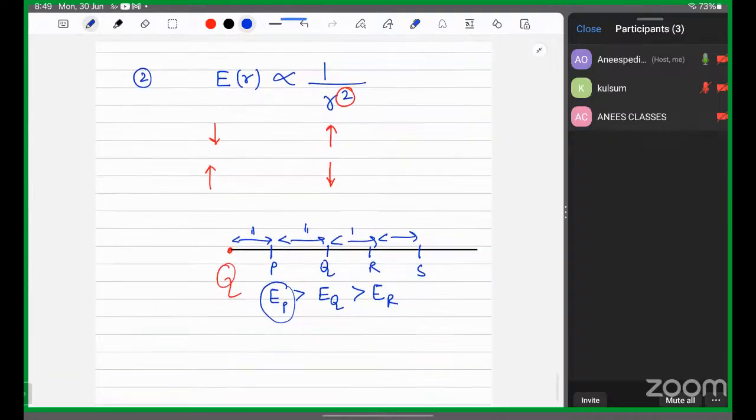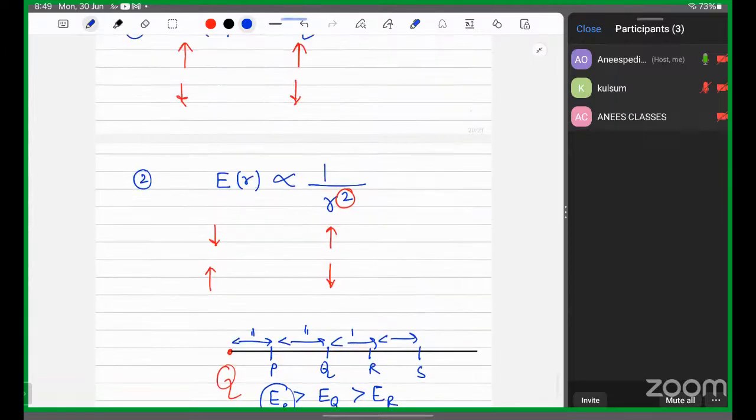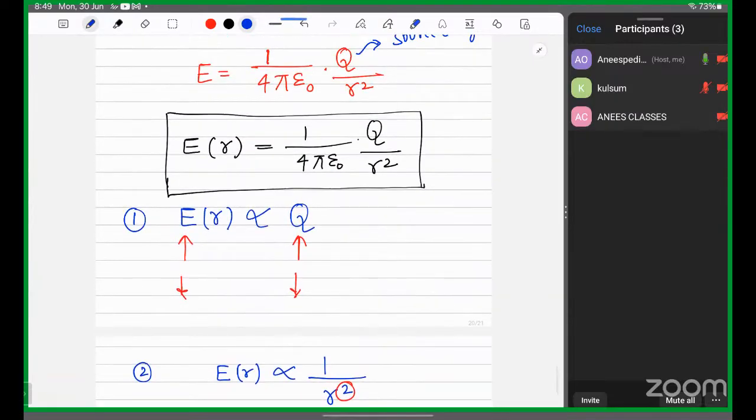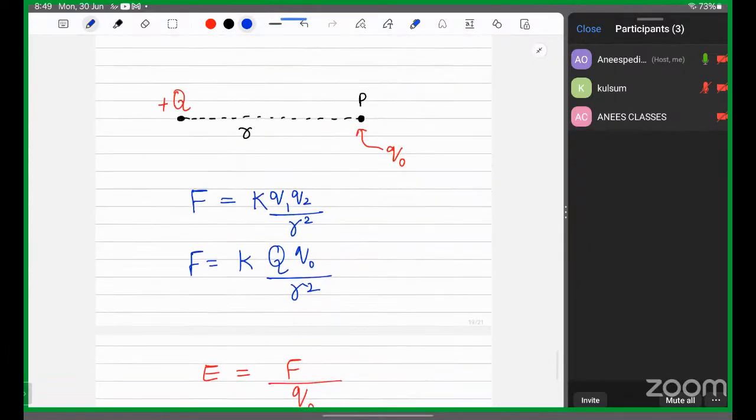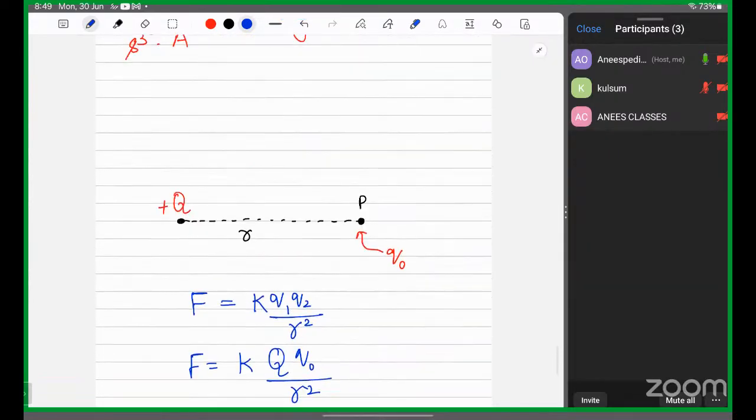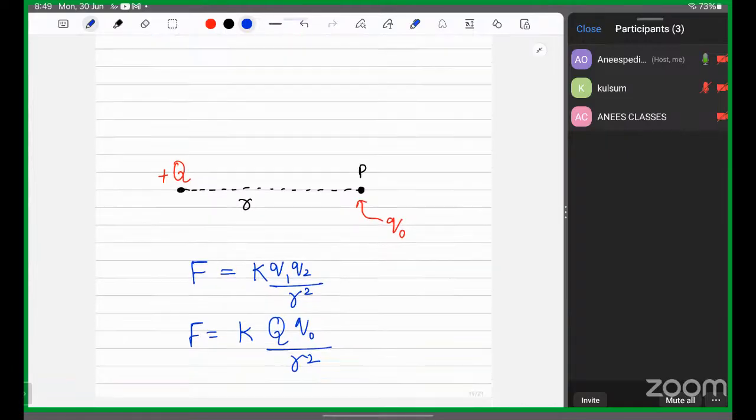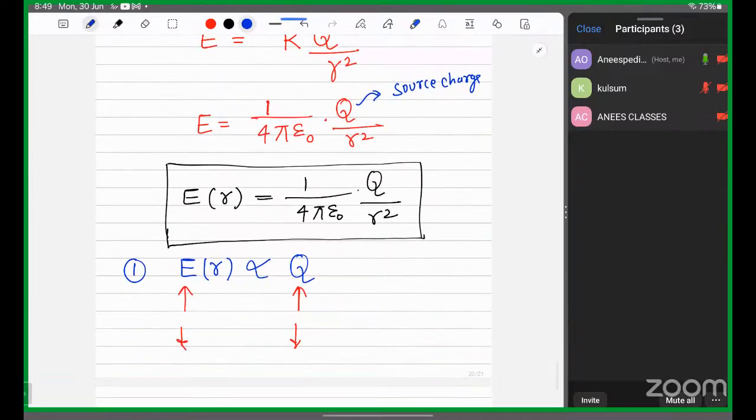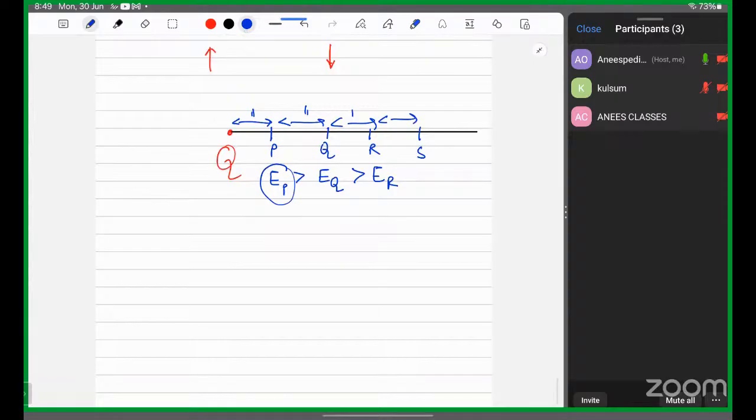E as a function of R is inversely related with 1 by R square. Okay, are you getting it? Now the next factor in the formula, we are left with only epsilon naught. If it's epsilon naught, it means that the charge is in vacuum. But if the charge is not in vacuum, then in place of epsilon naught there will be epsilon. So we will look at what is the effect of epsilon on electric field.